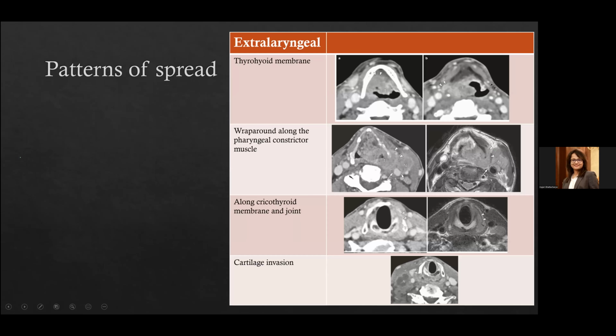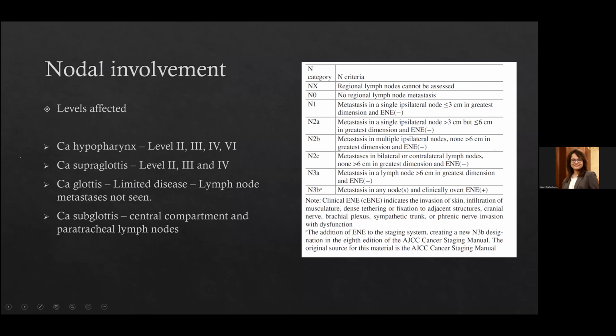The levels which are most commonly affected in CA hypopharynx are levels 2, 3, and 4, and 6, depending upon the level of involvement. If the disease is at a higher plane in the piriform sinuses, then 2 and 3 are more involved. If the disease is lower in the posterior pharyngeal wall or the post-cricoid area, then these levels are more likely to be involved. However, any of the levels can be involved in the CA hypopharynx.